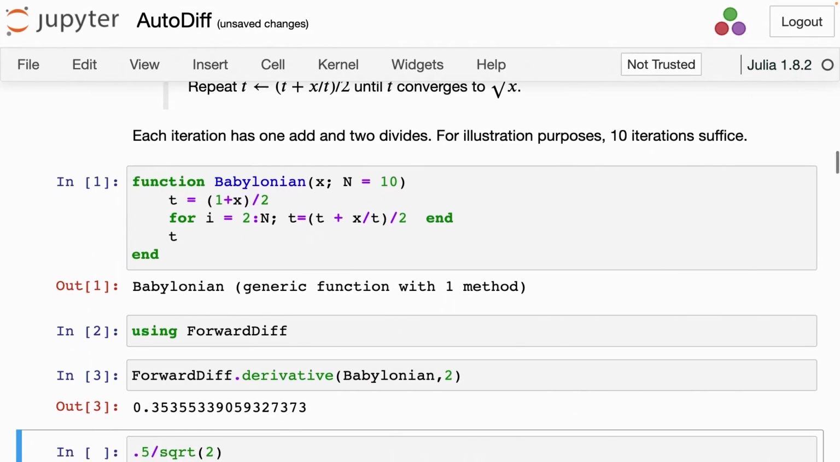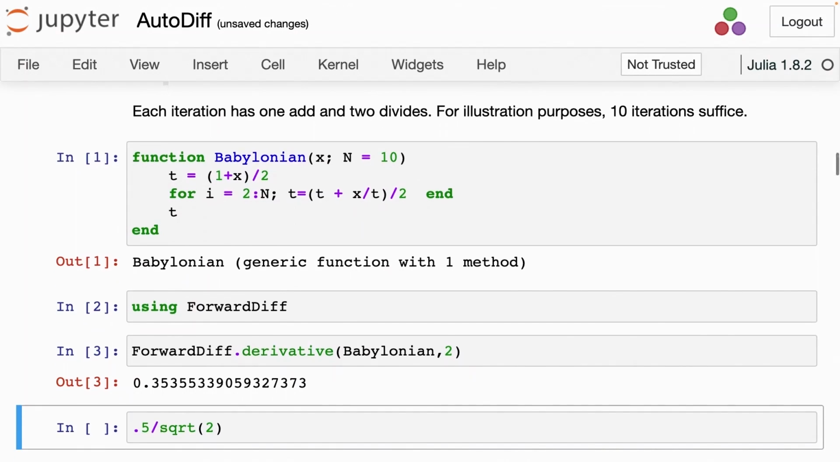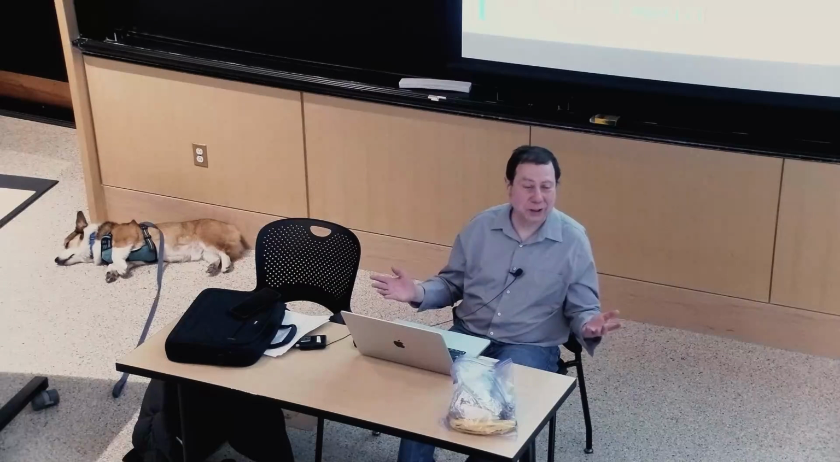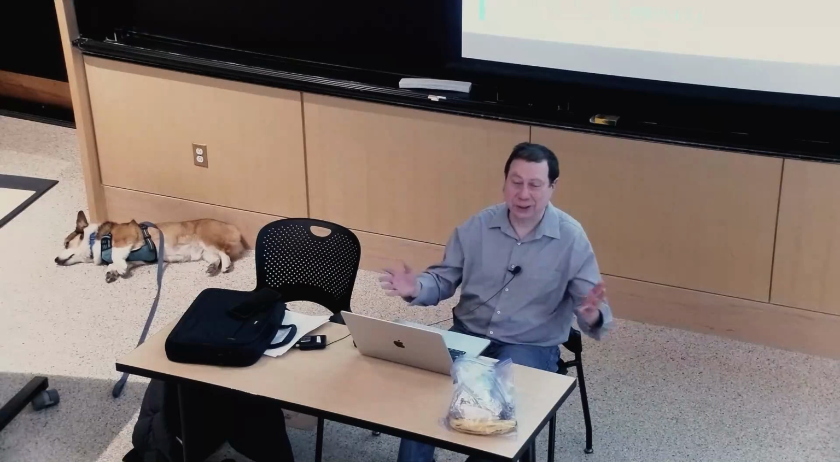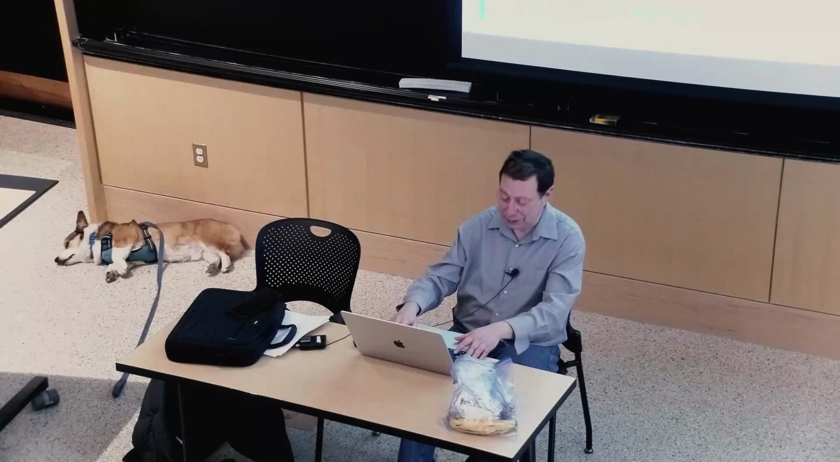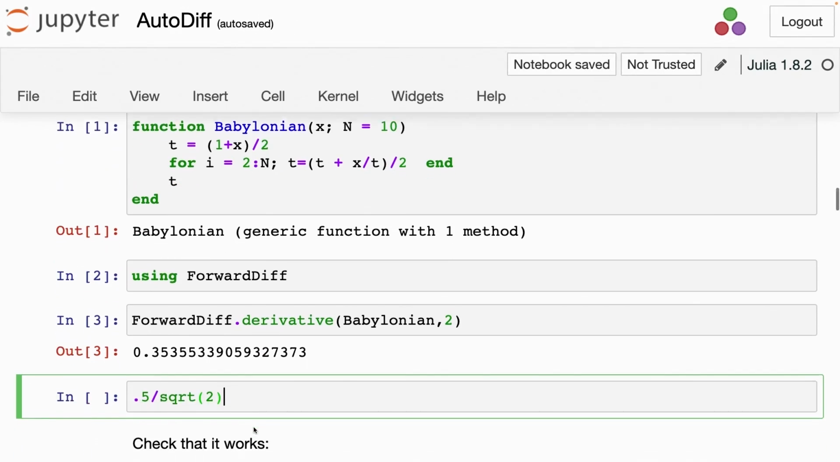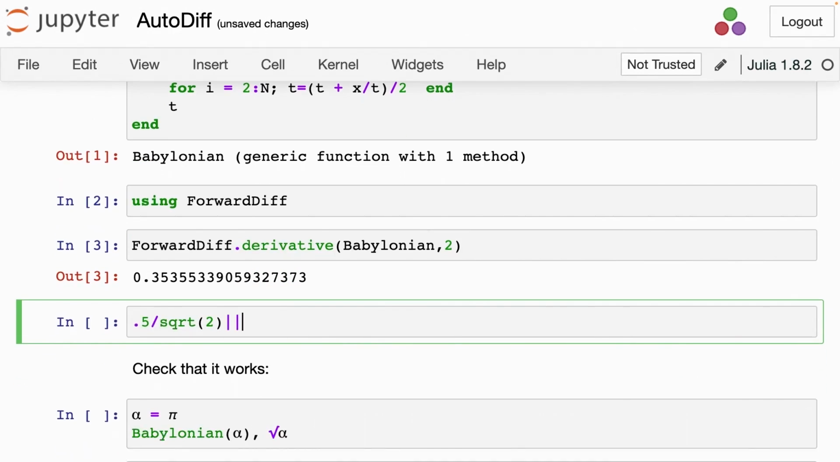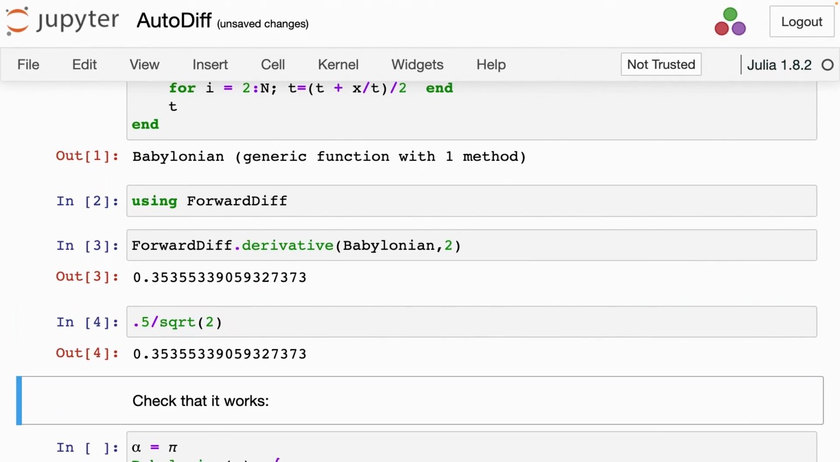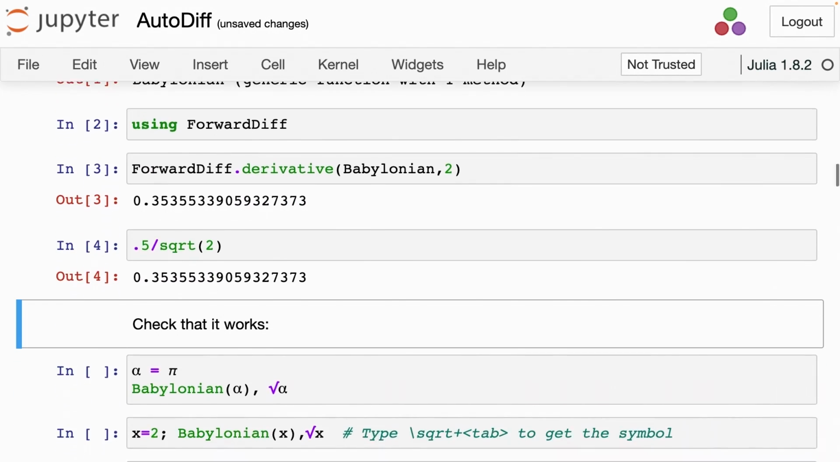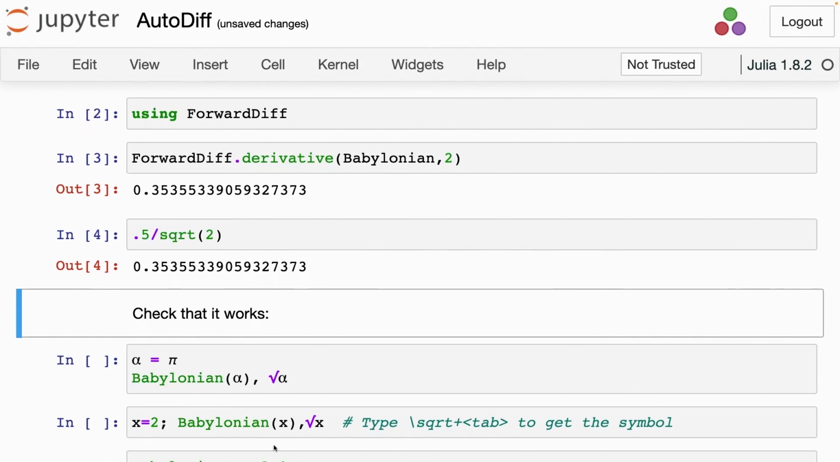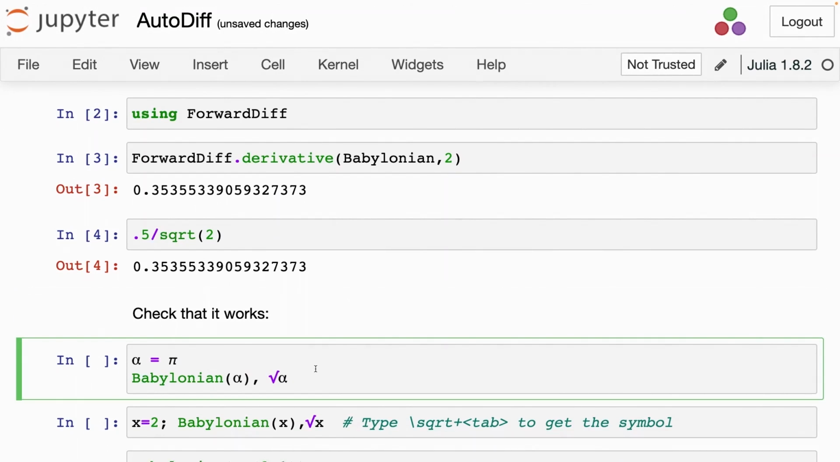And so let's go using ForwardDiff, and let's let ForwardDiff do it. And of course, with our modern view of the world, we know how to take the square root derivative. Everybody in this building, everybody in this institute could take the derivative of square root. It's 1/2 over the square root. But before we do that, let's actually make sure that the code works. Let's check the Babylonian algorithm that I wrote.